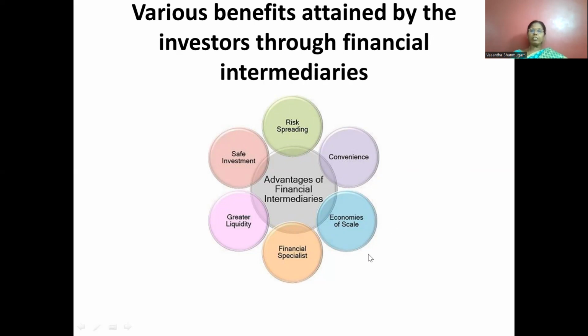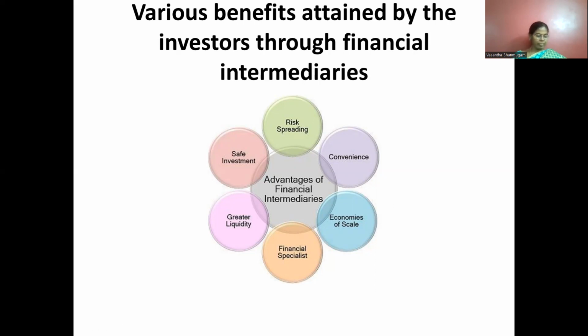Next, financial specialist. What do you mean by financial specialist? Rather than spending time on research, investors are connected with borrowers via a third party who does all the work. That third party who connects these people is called a financial analyst or specialist, sometimes a financial consultant. They connect these two parties in different ways.